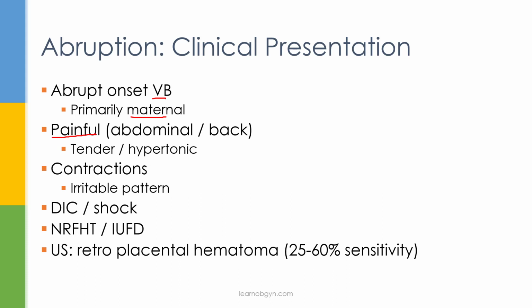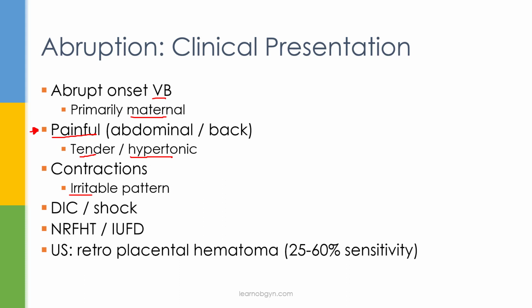This is painful. Painful versus painless is a very good way of differentiating some of these conditions, so it's important to know that abruptions typically are painful, and it's either abdominal pain, typically if the placenta is anterior, or it could be back pain if it's a more posterior placenta. This is why you're doing abdominal exams to see if there's any tenderness or if there's a hypertonic or contracting uterus. Sometimes, based on the contraction pattern, you may be a little bit more suspicious for an abruption because these patients have an irritable pattern.